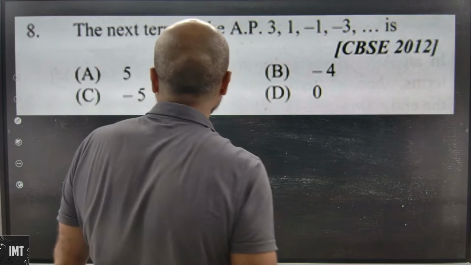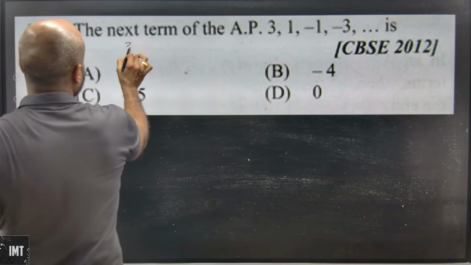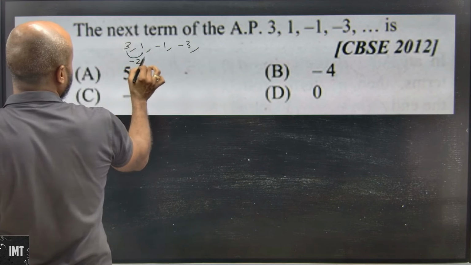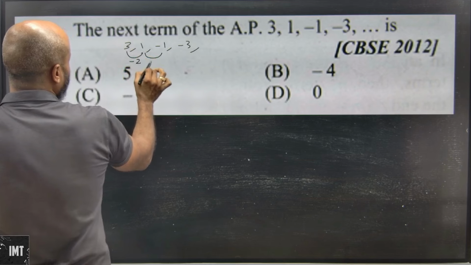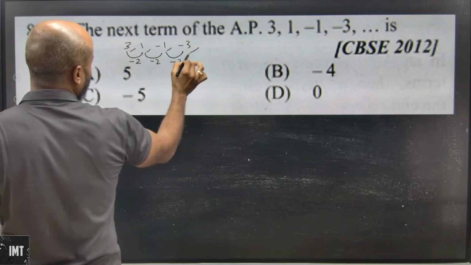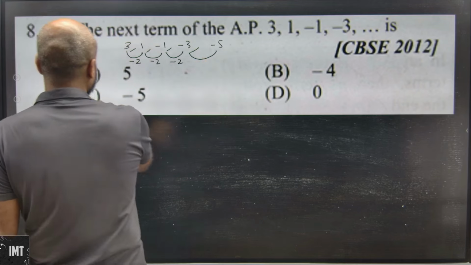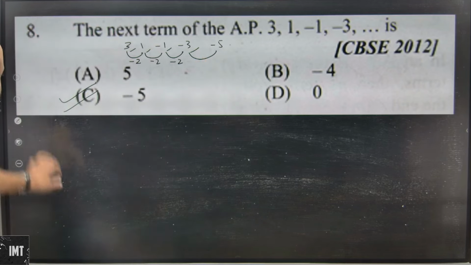Okay. All right. Let's move on. CBSE 2012. The next term of the AP. Look at this: 3, 1, minus 1, minus 3. So obviously what is the common difference here? Minus 2. 1 minus 2, minus 1 minus 2. So obviously what is the next term of the AP? Minus 3 minus 2, that will be minus 5. So a very easy question to crack. Minus 5.